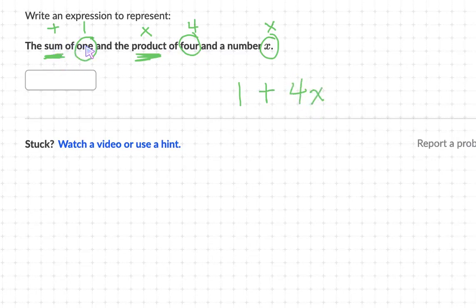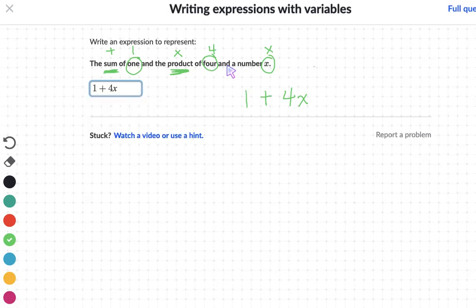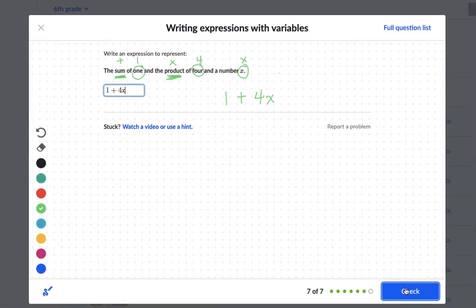So the sum of 1, that's the first thing being added, and the product of 4 and x is also being added together. The sum of 1 and the product of 4 and x. Let's put that in. 1 plus 4x. Remember, product, if it's between a number and a letter, you don't need the multiplication symbol between them. There we go.